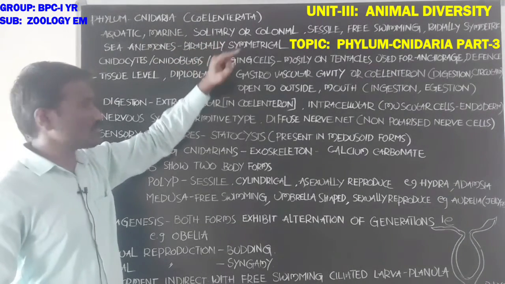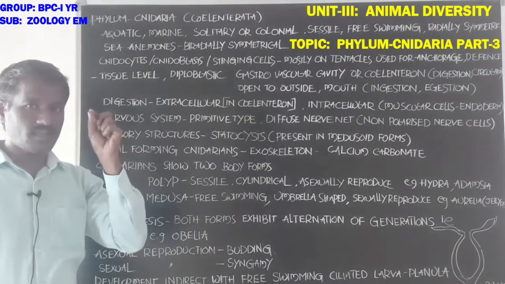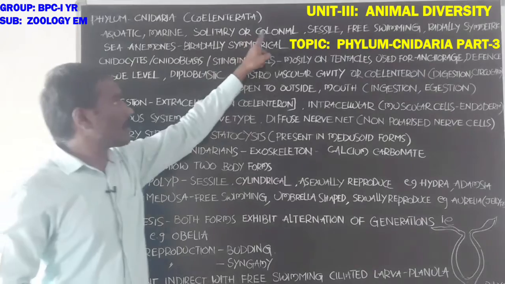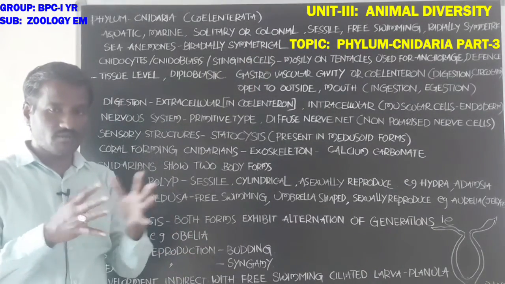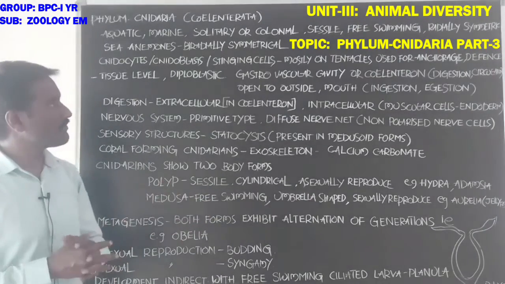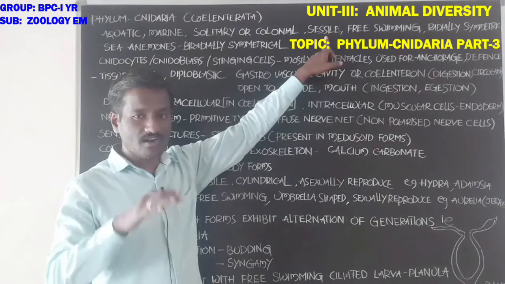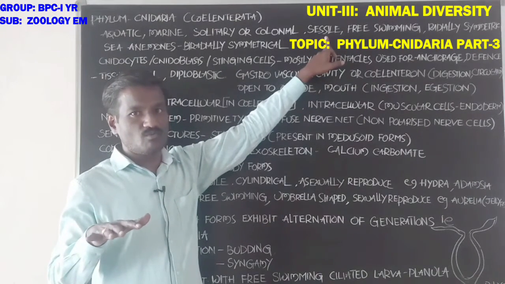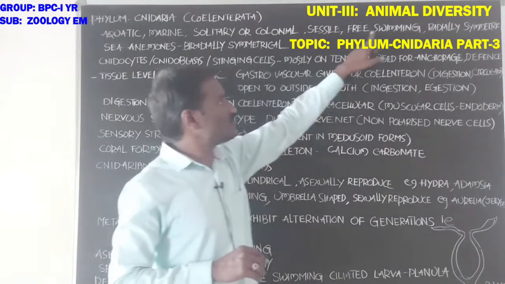Solitary, that means animals live alone. Colonial, meaning individuals form a colony and live together. It's sessile. Sessile means attached to the base, and movement is not possible for the animal. Or free swimming.